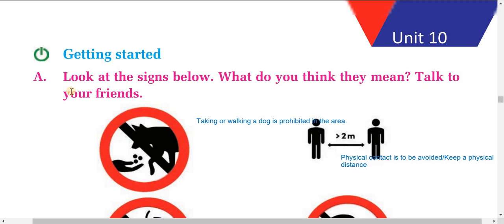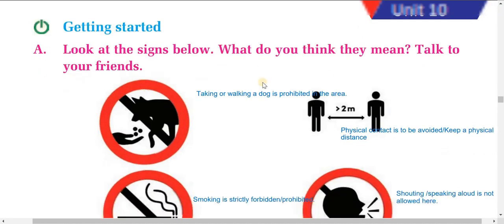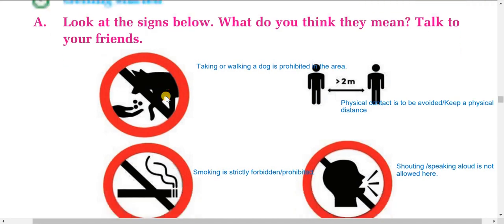So, getting started. Look at the signs below. What do you think they mean? Talk to your friends. I think, dear students, you might have seen such signs. Number one, you can see a dog and a sign for no pets, or no dogs. Or you can write a sentence like this: taking or walking a dog is prohibited in the area. Taking or walking a dog is not allowed in the area.